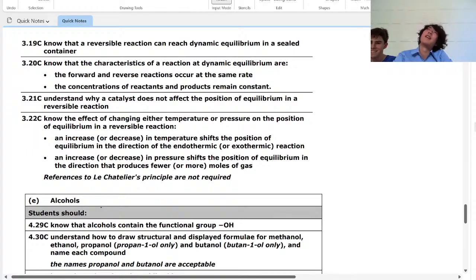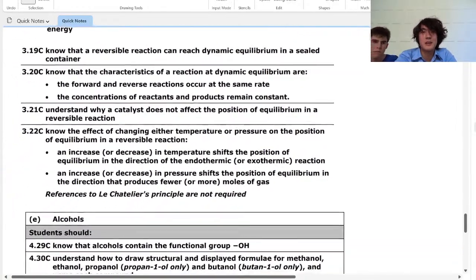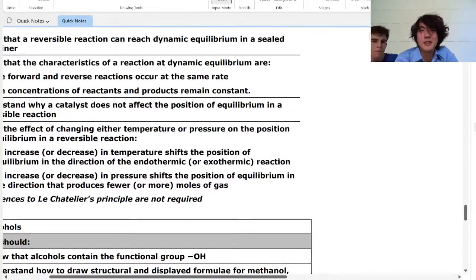So, equilibrium. There are 3 types of questions I can come up with for equilibrium. The first one is to define equilibrium. For those, you just have to learn the marking points. Okay. So those are the marking points. 1, both reactions happen.